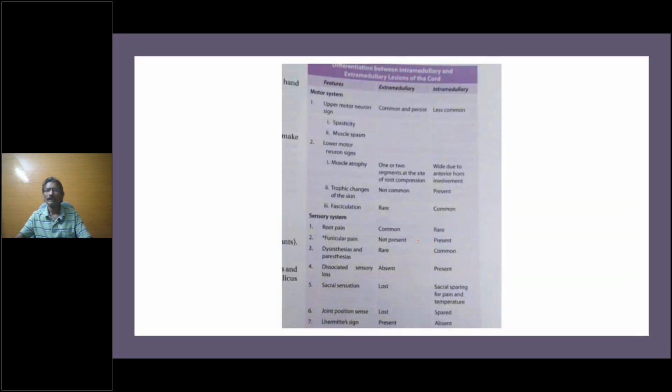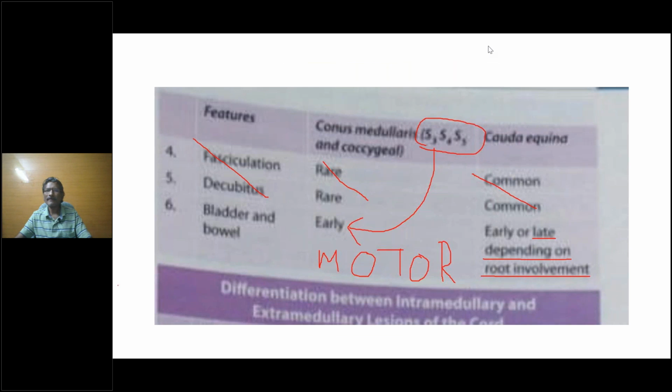Okay, so did you get this difference? An easy way to remember is that in a conus lesion there will be early bladder involvement and a lack of motor involvement. Whereas in cauda equina, it will mimic a radiculopathy. It will usually affect one limb, and the limb will be completely weak, a useless areflexic limb. Bladder is not affected.